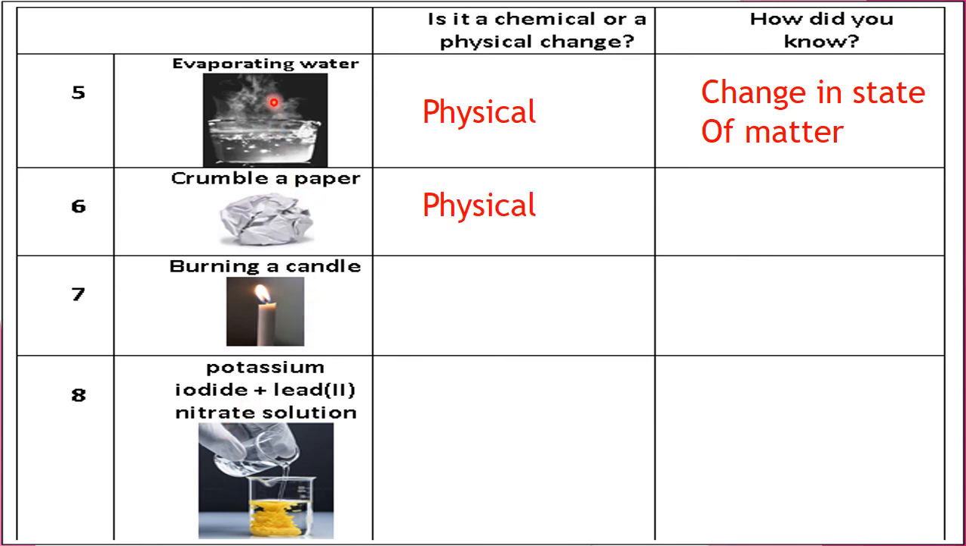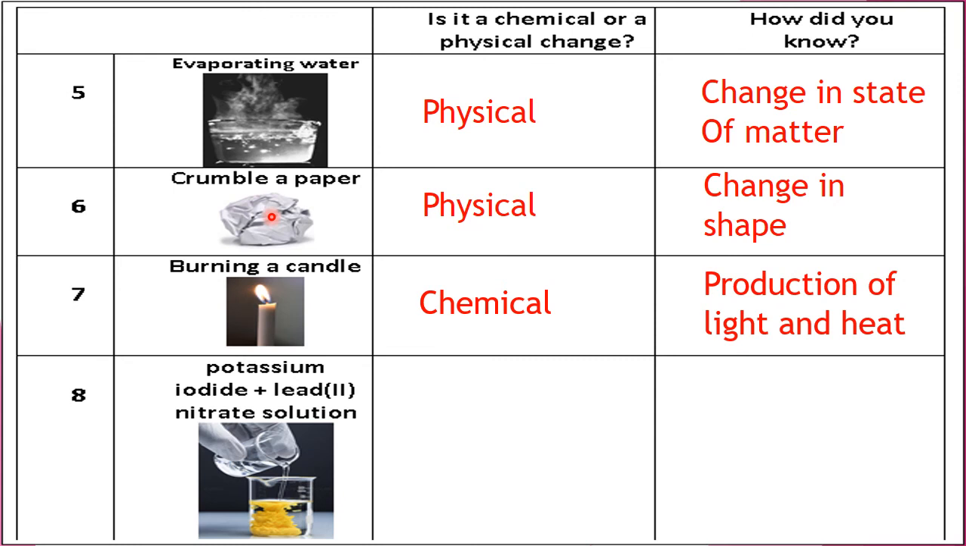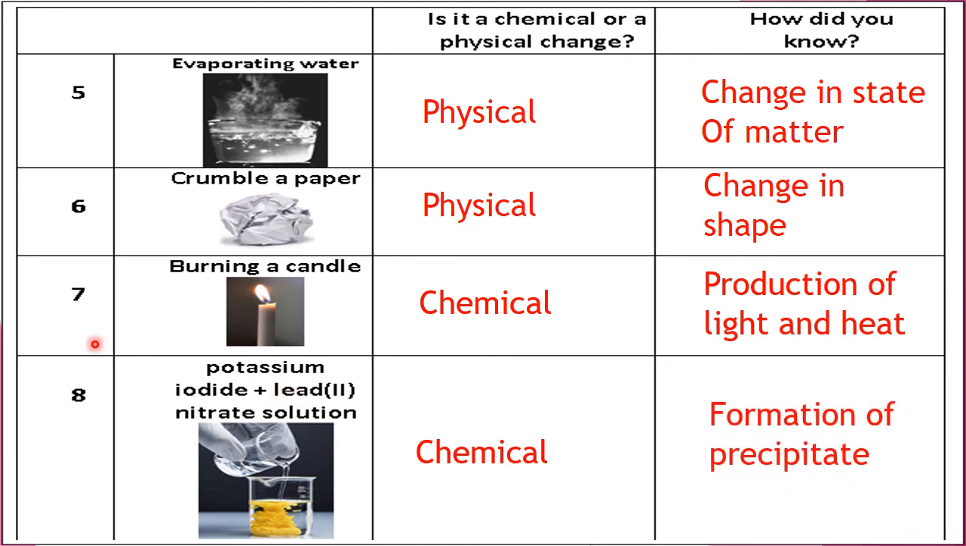Okay? Crumble a paper, it is a physical change. Why? Because there is change only in the shape of the paper. Burning a candle, it is a chemical change. Why? Because there is production of light and heat. Potassium iodide plus lead nitrate solution, this experiment we studied last time. Okay, it is a chemical change. Why? Because there is formation of precipitate.